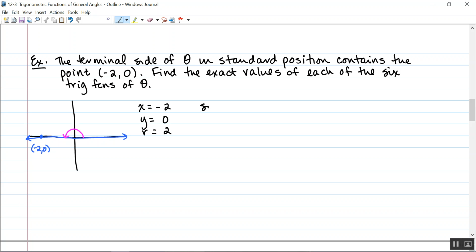Okay, so sine of theta is y over r, which is 0. Cosine of theta is x over r, which is going to be negative 1. Tangent of theta is y over x, which is 0 over negative 2, which is 0. Cosecant of theta is going to be r over y, which is 2 over 0, which is undefined.